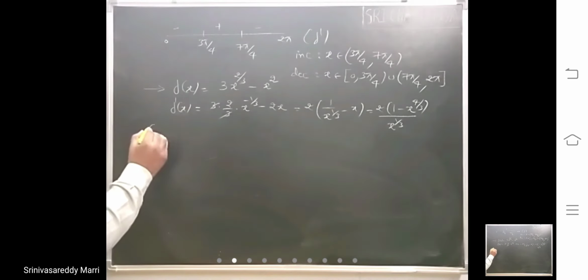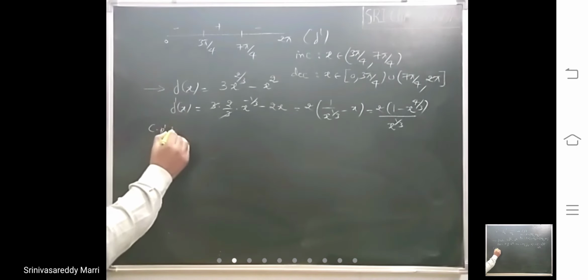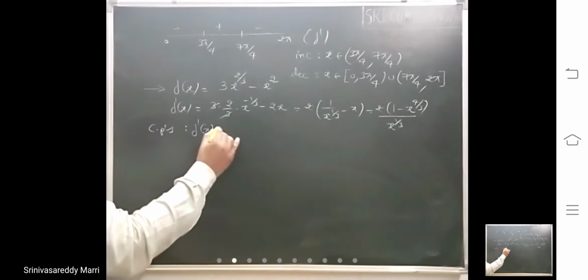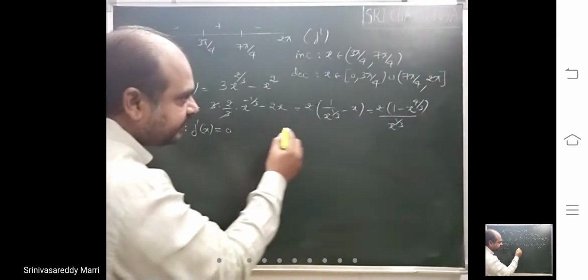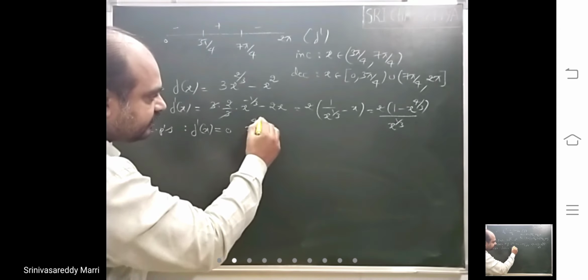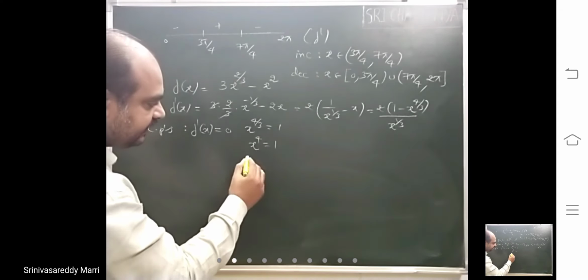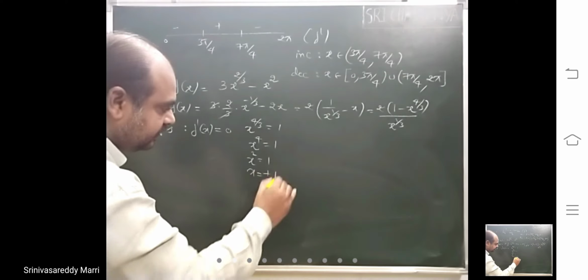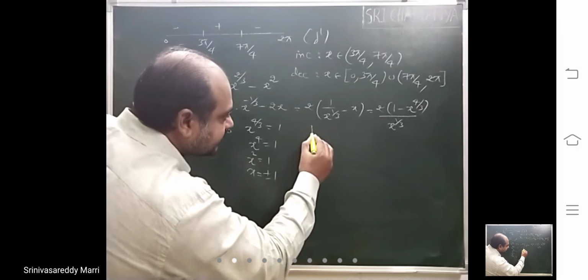Now look at critical points. There is both numerator and denominator. F dash x equal to 0, so numerator equal to 0. That means x power 4 by 3 equal to 1, x power 4 equal to 1, x square equal to 1. That means you will get two critical points, x equal to plus or minus 1. Two critical points.